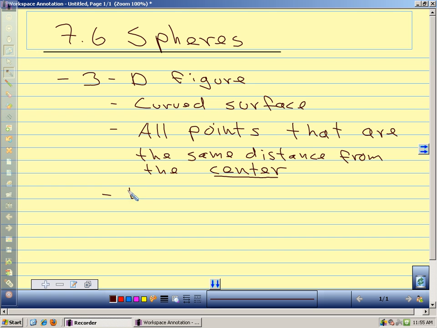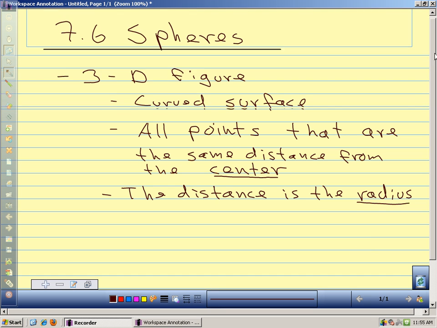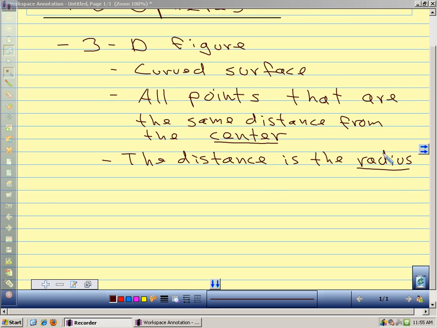And we call the distance the radius. So there's really only one thing that we need to worry about with spheres, and that is the radius. That's the only thing we need for our formula. So let's get a picture up here of a sphere, and we'll label our parts.